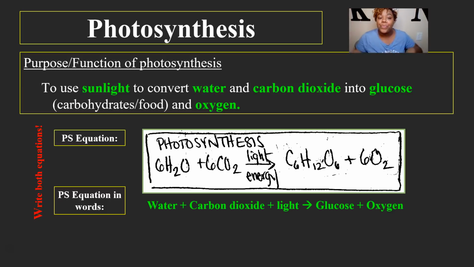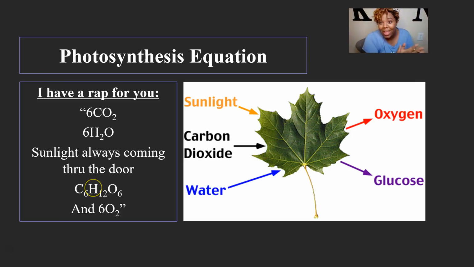Yeah. So that is the whole purpose of photosynthesis, to take the sunlight and convert the water and carbon dioxide into glucose and oxygen. So right here, these are the equations. So you have the numerical equation, meaning you have the numbers in there, and then you have the equation in words. So write this down, and I'll be right with you to teach you the rap I got. Y'all ready? Give me a beat.